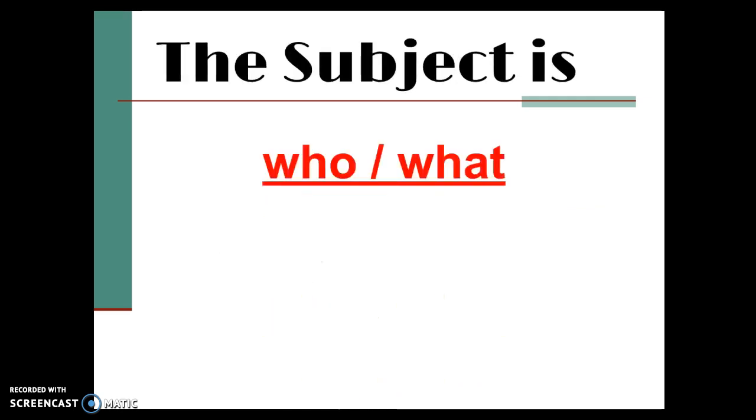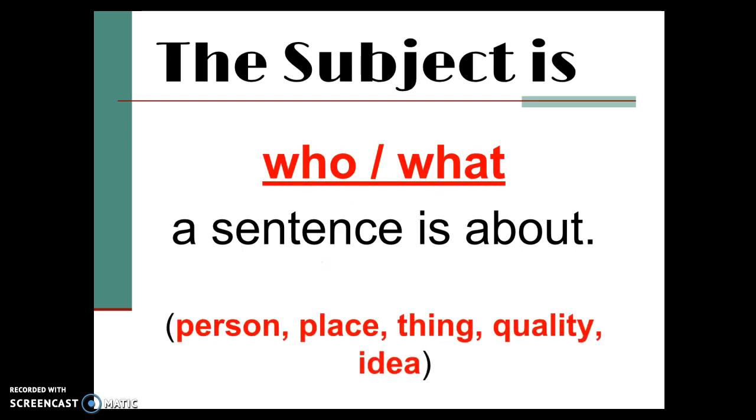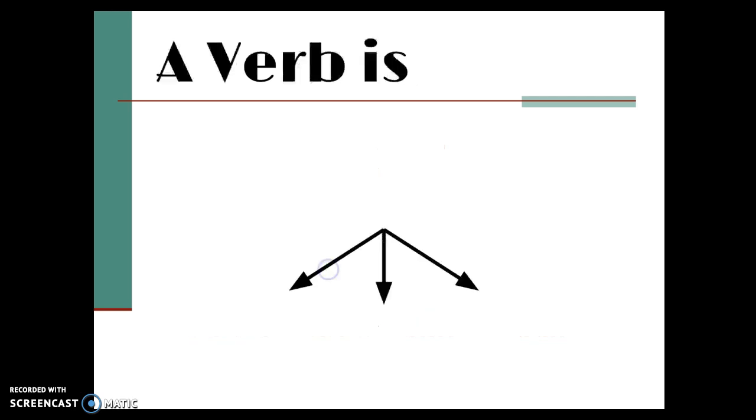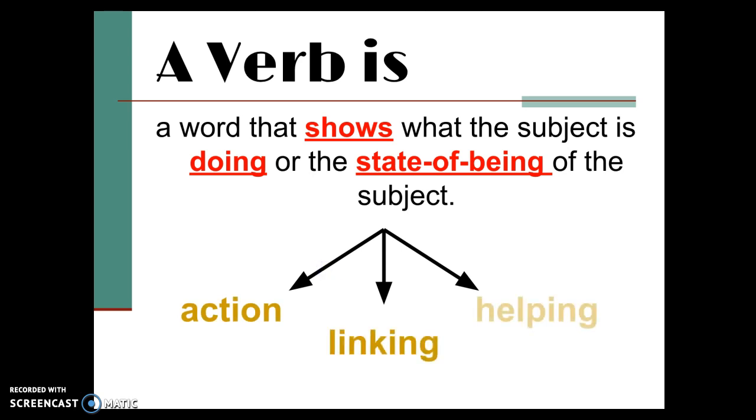The subject tells who or what the sentence is about. It can be a person, a place, a thing, a quality, or an idea. A verb is a word that shows what the subject is doing or the state of being of the subject. And we talked about those first 8 linking verbs being our state of being verbs. We can categorize verbs by action, linking, or helping.